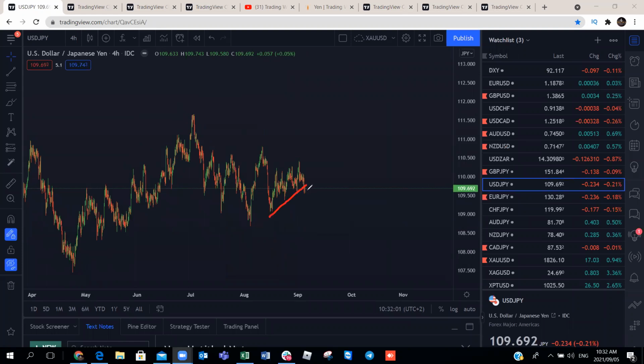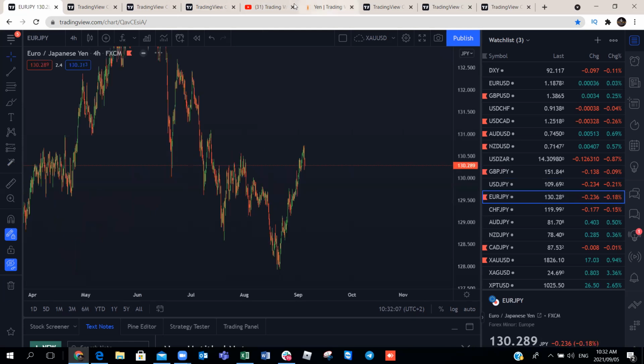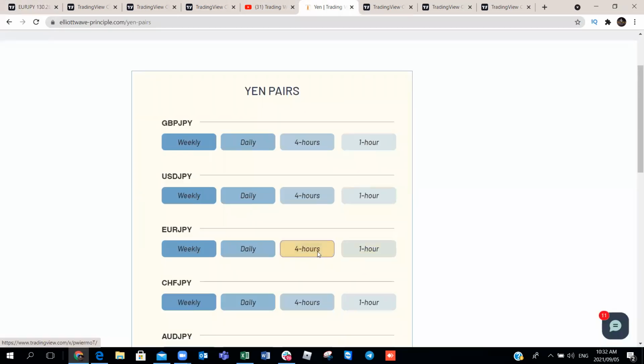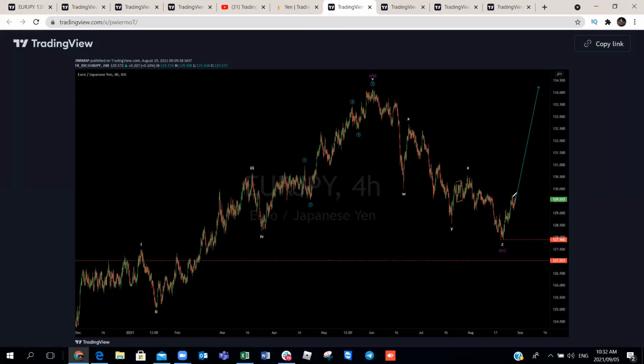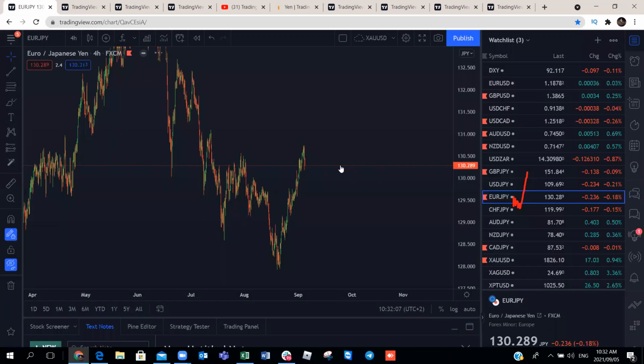Just like I said, this can give us one more up before we continue to the downside, right? So that's what we have on US dollar yen. Euro yen continues to the upside. So in the week, we just expected the euro yen to continue pushing to the upside here, and we have continued to the upside. We're currently around 130.20, around that level. So that's where we are.